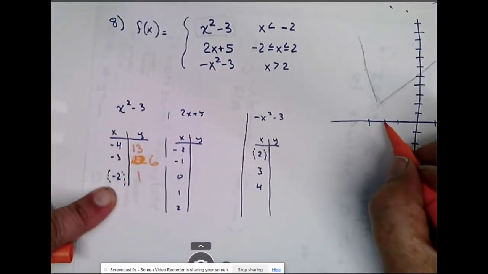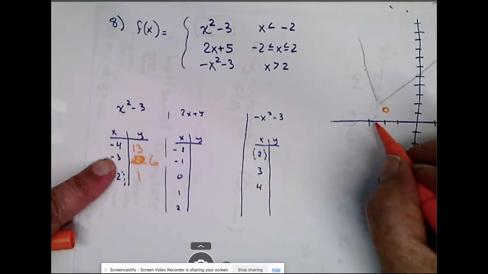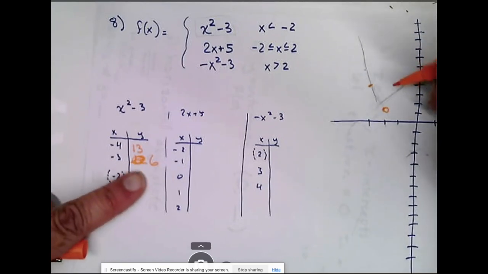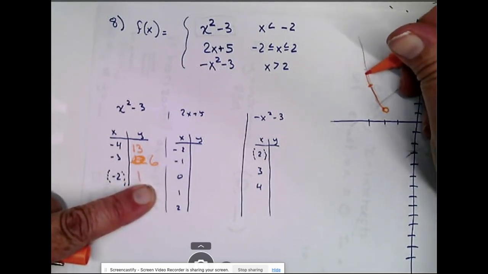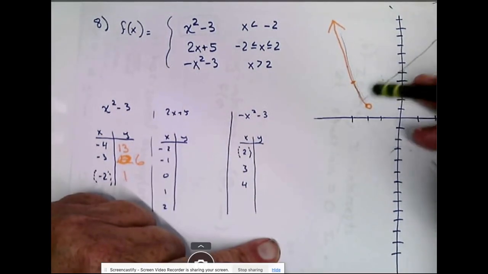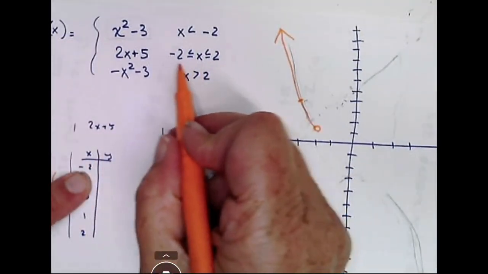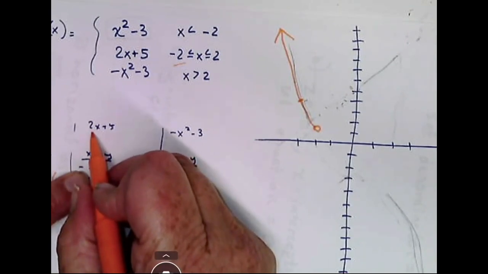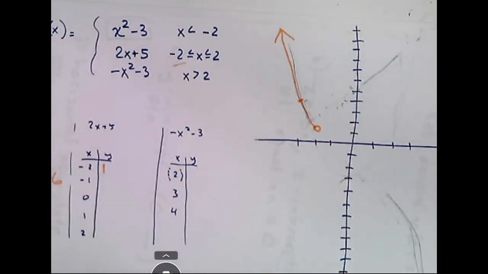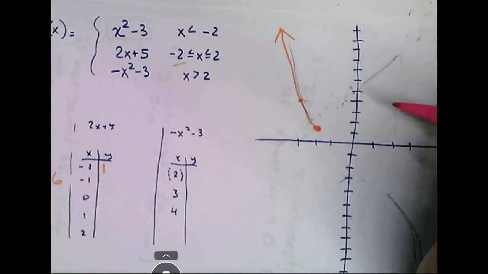So here I have negative 2, comma 1, and that's an open circle. And then I have negative 3, comma 6, negative 4, comma 13, way, way up there. So I'm going to go ahead and draw that. And that goes to infinity. Okay. And then for my linear here, 2x plus 5, that starts at negative 2. So if I plug in negative 2, I have negative 4 plus 5 is positive 1. Hey, look, that puts me right here. So that actually means that I can color in this circle because there is a point negative 2, 1.